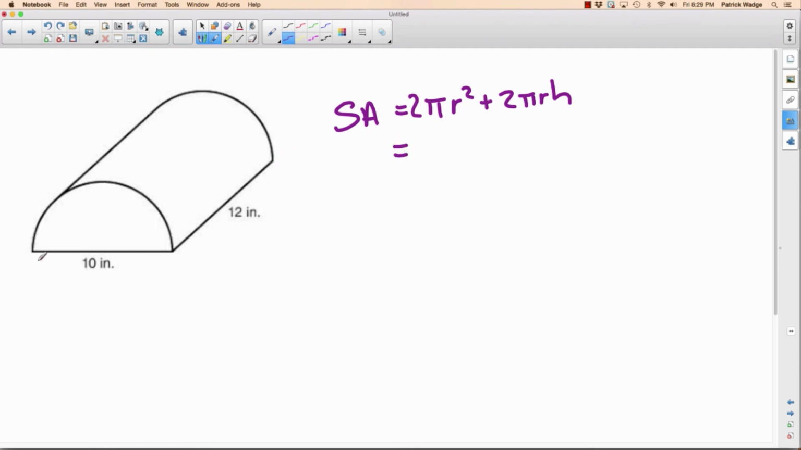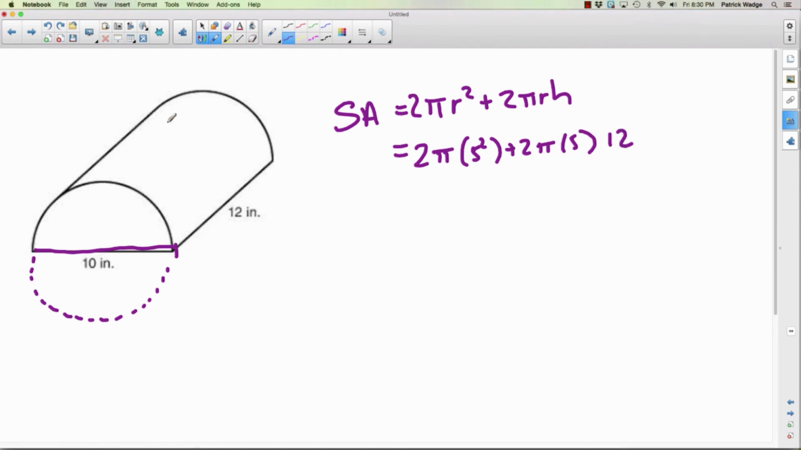So let's pretend this is an entire cylinder. It's not bad. Imagine it's a whole cylinder. And let's find the surface area of the whole cylinder. So we have 2 times pi times the radius. Again, this 10's the diameter. We got to do half, so it's going to be 5 squared. Plus 2 times pi times 5, because that's the radius again. And the height is 12. Height doesn't always mean up and down, right? This thing's lying down like this. The height is just this dimension here.